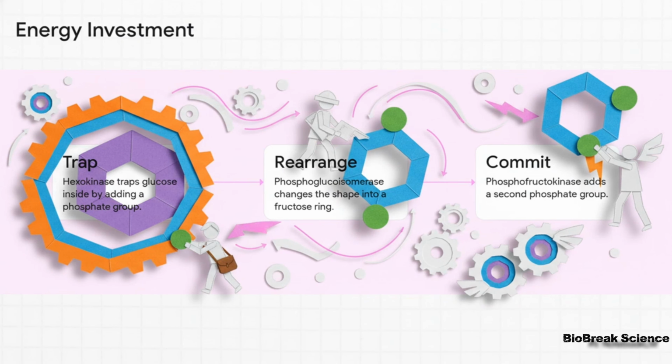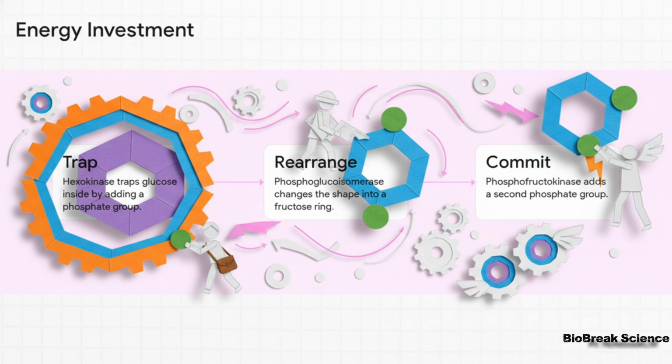So let's quickly summarize the first 3 steps of our investment phase. Step 1, trap the glucose. Enzymes called kinases act like molecular postmen delivering phosphate groups, and hexokinase delivers that very first one. Then step 2 is all about rearranging. Right. An enzyme called an isomerase acts like a molecular architect. It takes that trapped molecule and subtly reshapes it from a glucose ring into a fructose ring, all without changing the actual chemical formula. And then step 3 is commit.